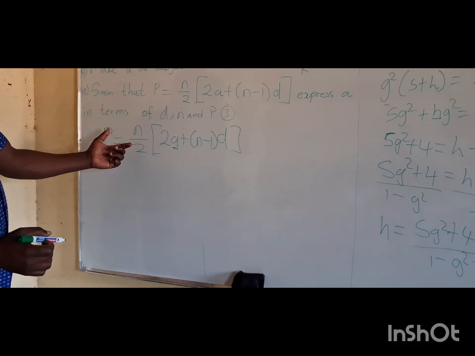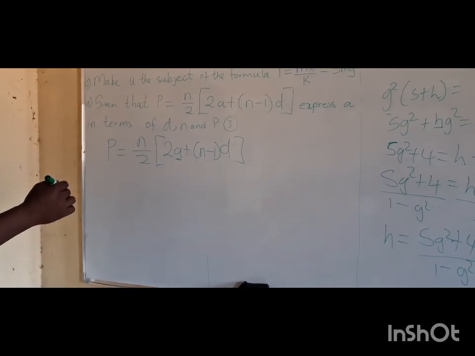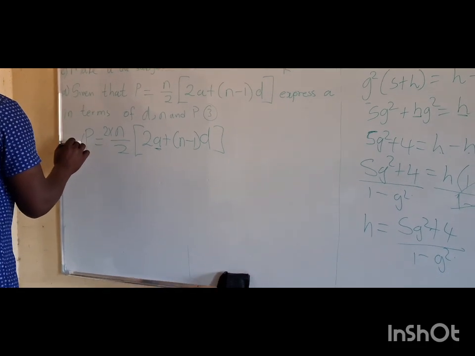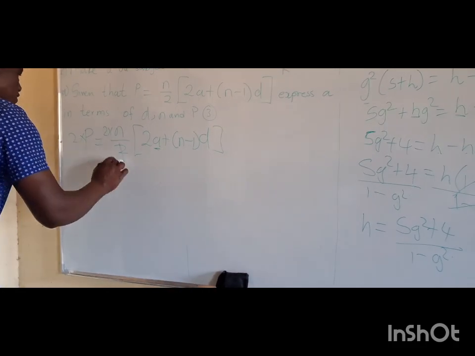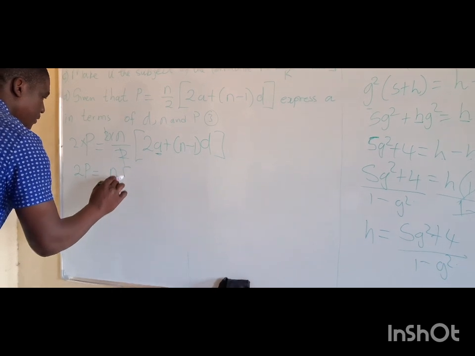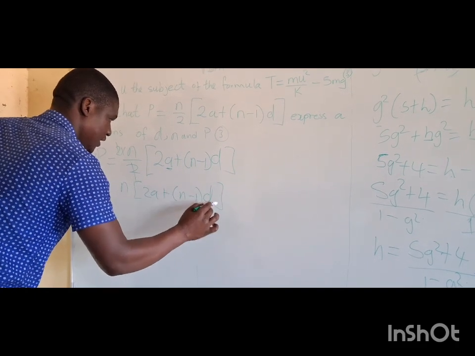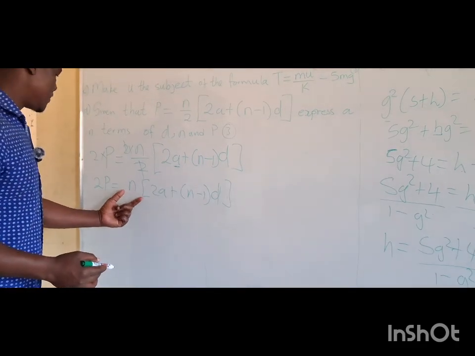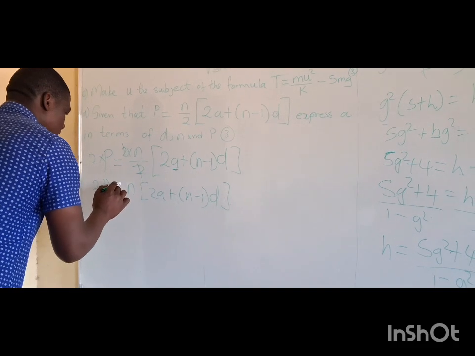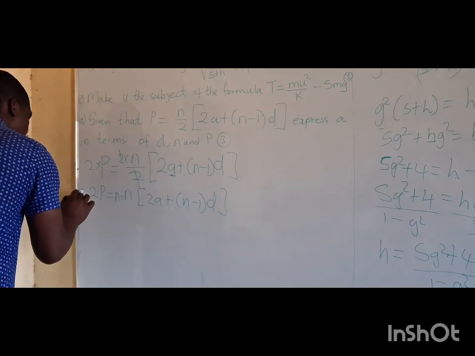So we are seeing that here we have n over 2. So we are having a fraction. First we have to clear the fraction. We multiply both sides by 2. These 2 and these 2 cancel. We are having 2p is equal to n times 2a plus n minus 1 d there. So we have this n, so we will divide both sides by n.